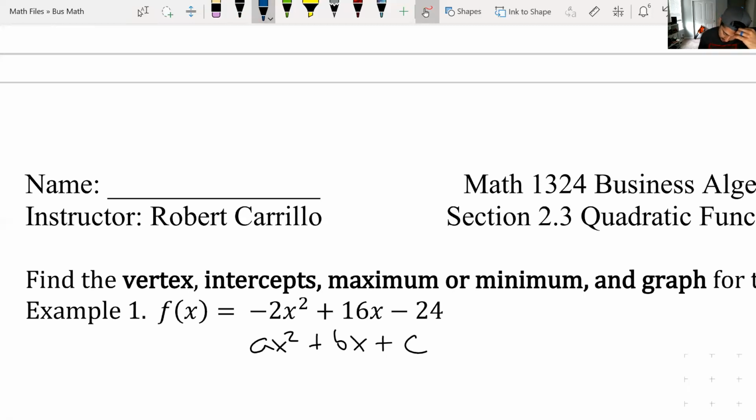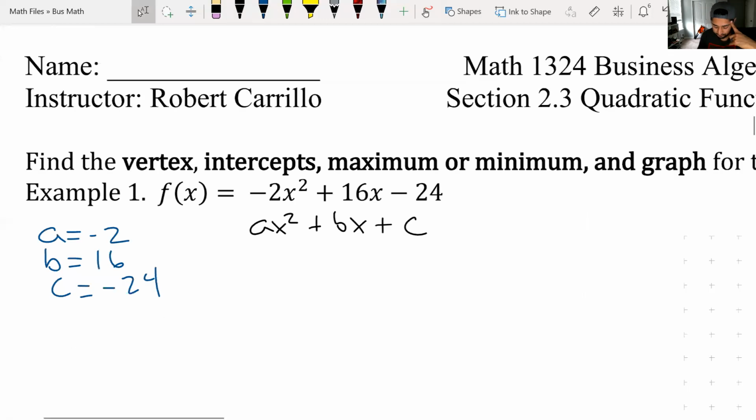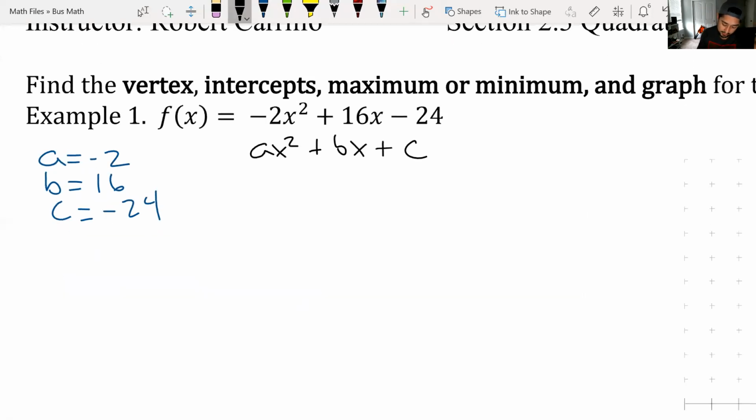So over here, a is negative 2, b is 16, and c is negative 24. So we label everything nice and neat. Now the very first thing we're going to do is find the vertex.